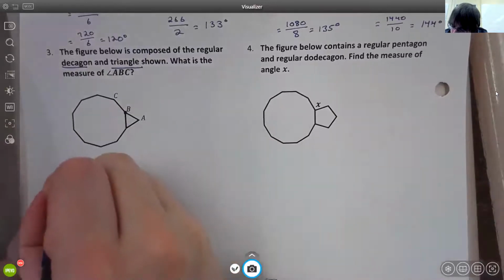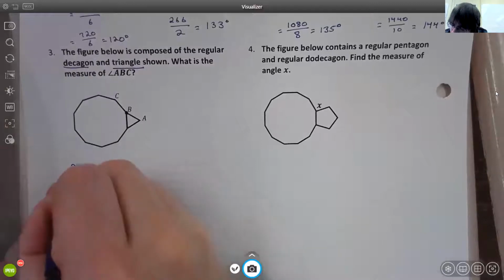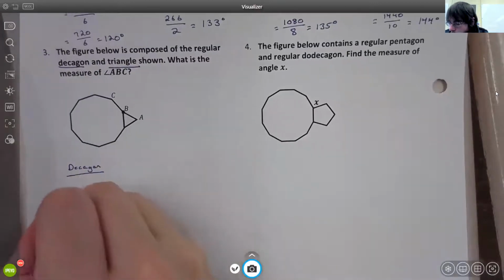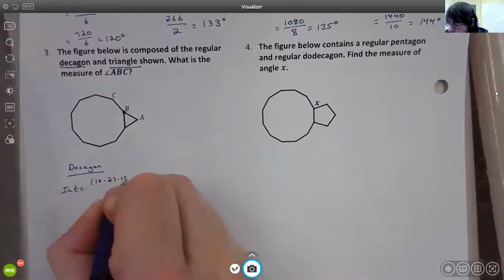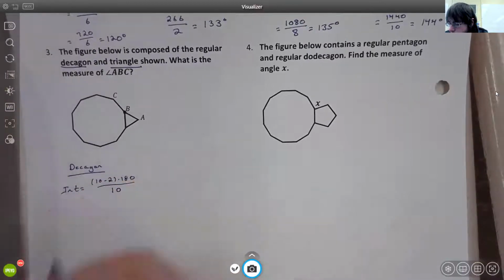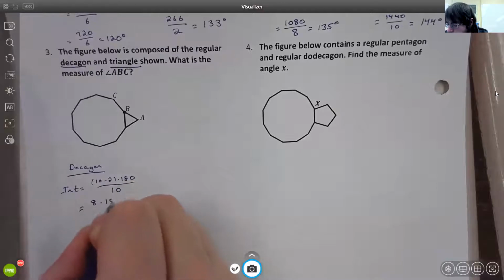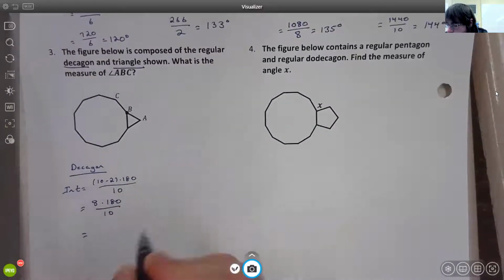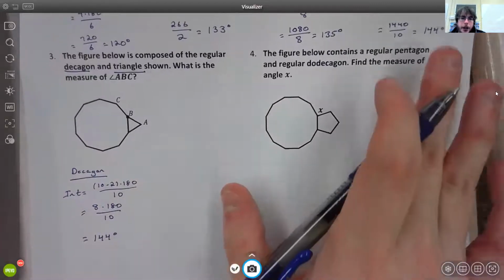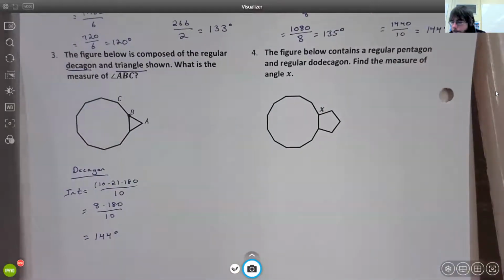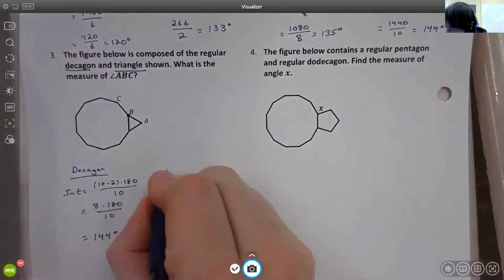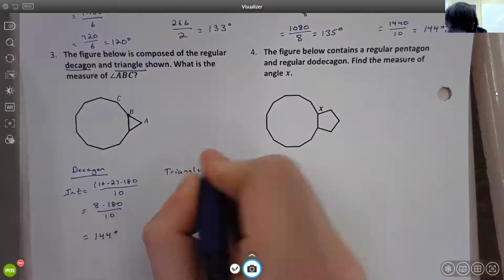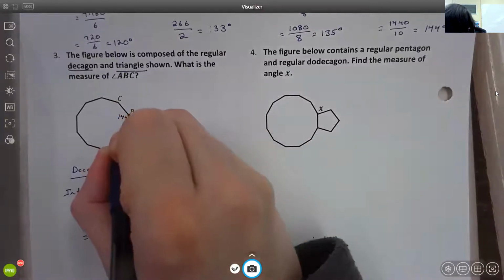So for the decagon, we have to find our interior angle. And the interior angle is 10 minus 2 times 180 divided by 10, which gives you 8 times 180 over 10. And when you do that, you get 144 degrees, just like we found up here. Okay. Now we have to find it for the triangle. So your triangle, let me write in the 144 here.